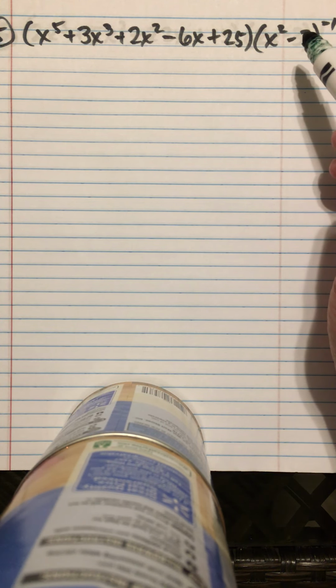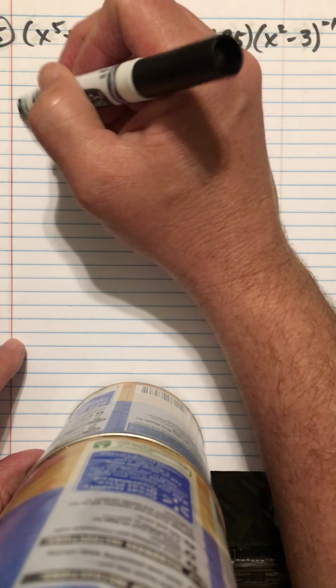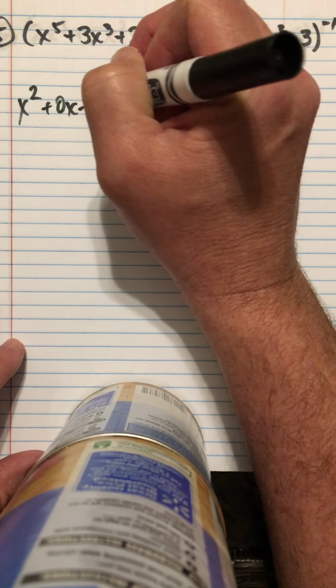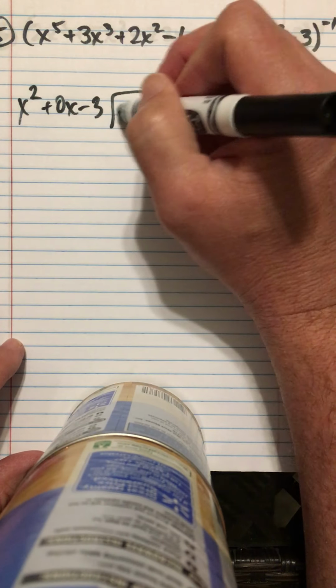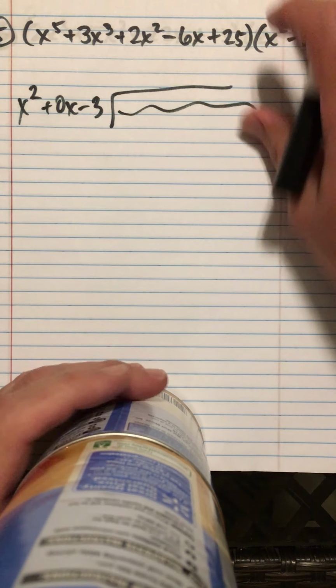Now, with that being said, you can divide this, but you'd have to do long division where you say x squared plus 0x minus 3 in front of all of that stuff there and just do the same thing we did on the last lesson. It's not that you can't divide, it's just that synthetic division won't work on that problem.